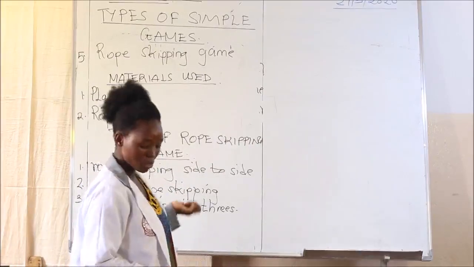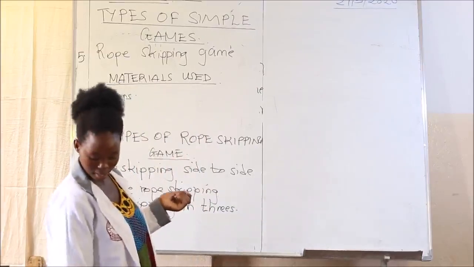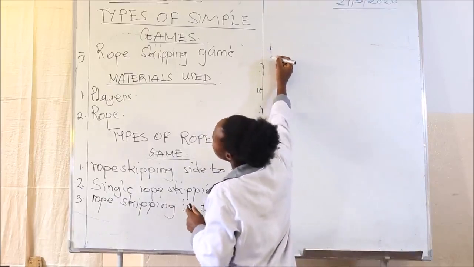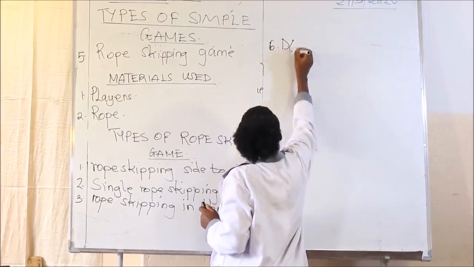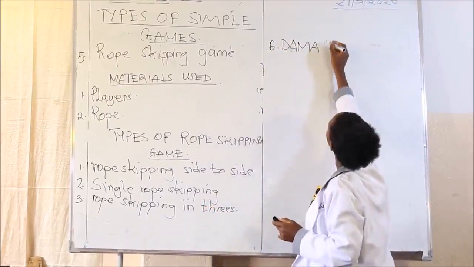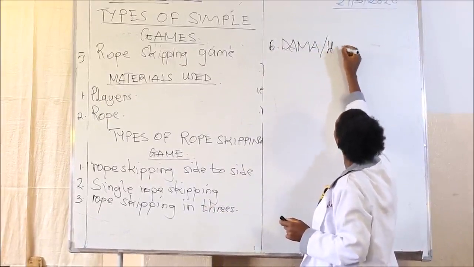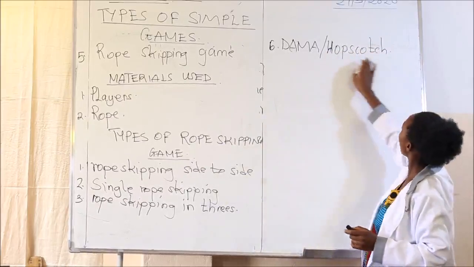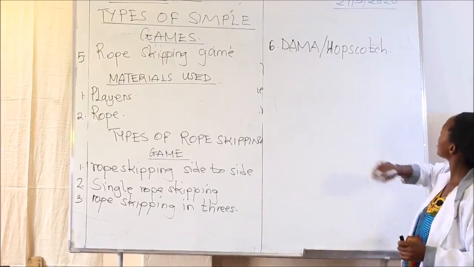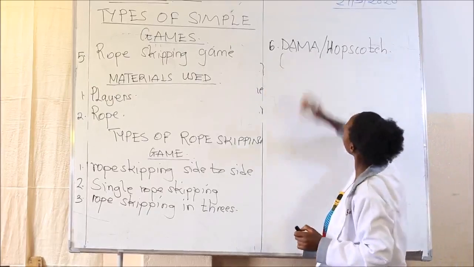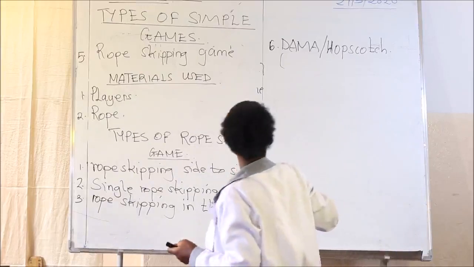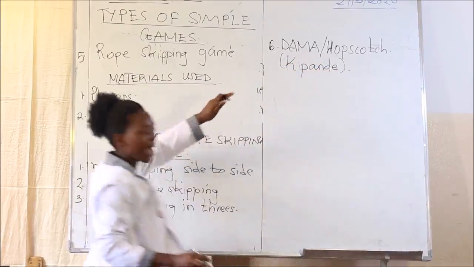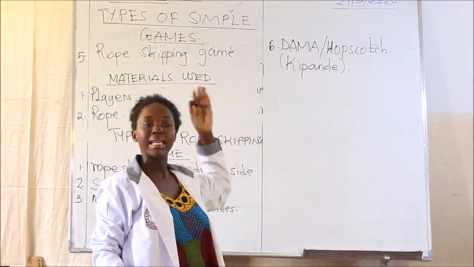Now let us go to some other types of simple game. Another type of simple game is number 6. We say dama, or hopscotch. What is dama or hopscotch? Dama or hopscotch, in Swahili we say, let me write it here down, kipande. In Swahili we call it kipande.